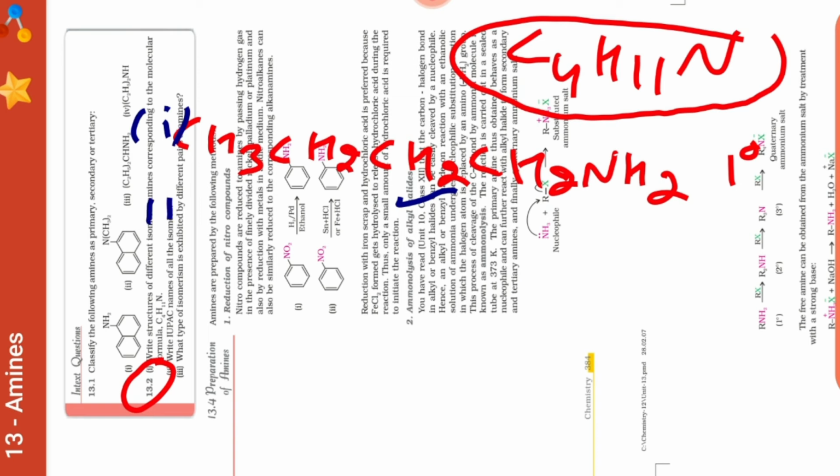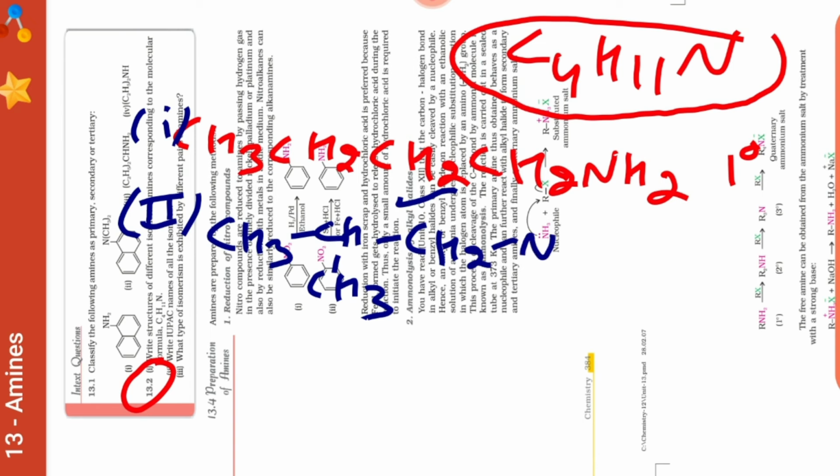Now see number 2. In number 2, look at what we can do. CH3, CH3, written this way, CH2, NH2. Then what will be its name? Numbering will start from there only: 1, 2, 3. So 2-methylpropanamine. It is also a primary amine. Clear?